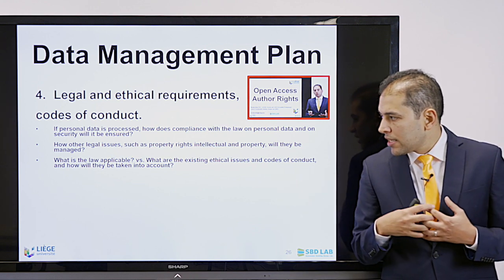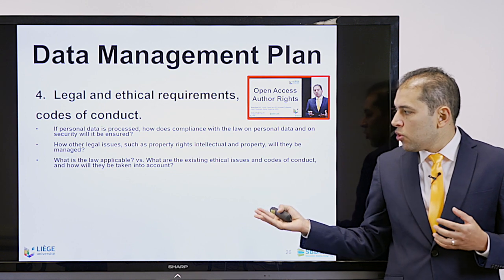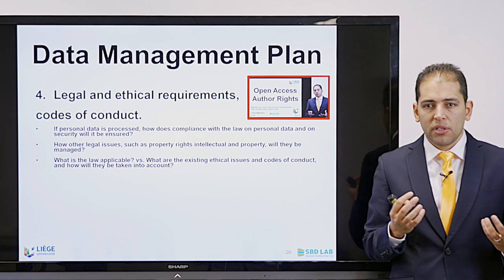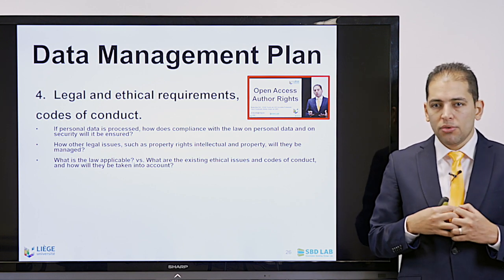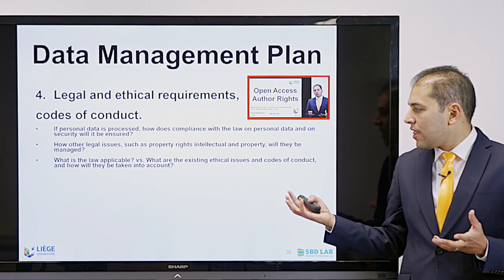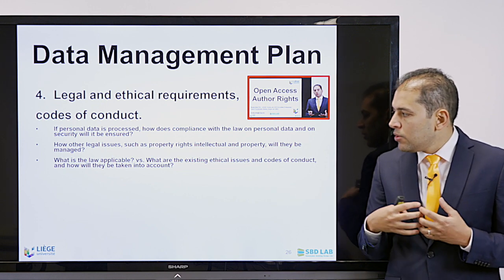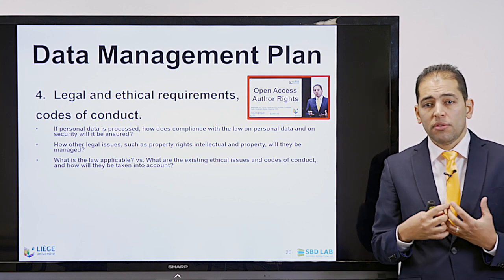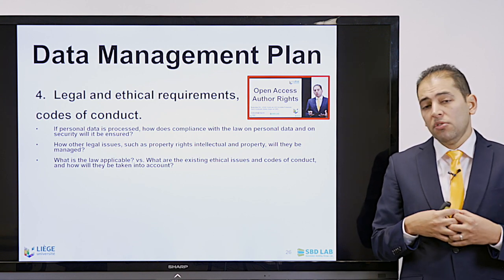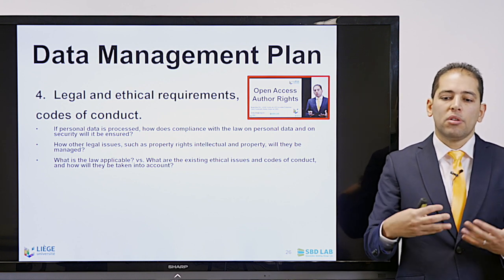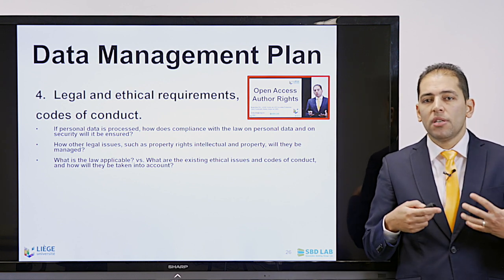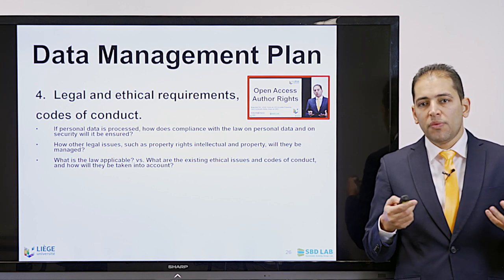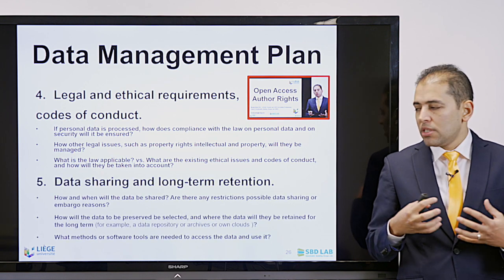And finally, in this section you also need to answer the question of what law is applicable in the case of your project. Imagine you are doing a project between two different countries. Which country's laws will you abide by, versus what are the existing ethical issues and codes of conduct, and how will they be taken into account if there is a committee approval needed, an ethical committee in your university or institution? You need to address all these aspects and how we are going to deal with them. And you can even talk here about a risk assessment for your data and different alternatives for risk mitigation strategies.